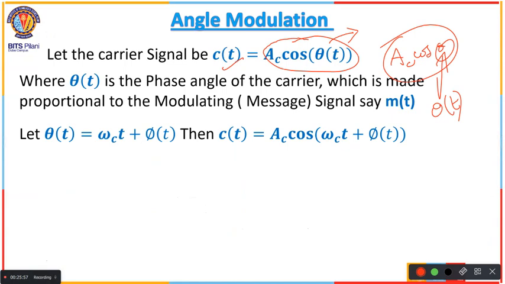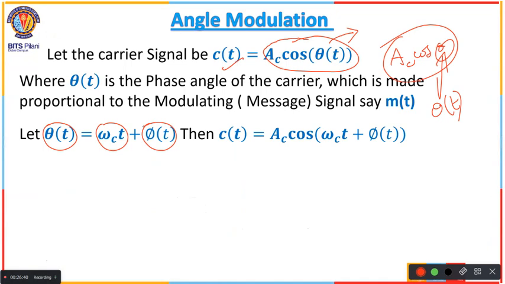See here. Let your theta of t be equal to omega ct plus phi of t. See, the phase angle of the carrier wave, how is it varied? It is varied with respect to the carrier frequency. It is not varied below the level of carrier frequency. If at all any variation happens in the phase angle of the carrier wave, it happens with respect to the constant phase angle of the carrier frequency.